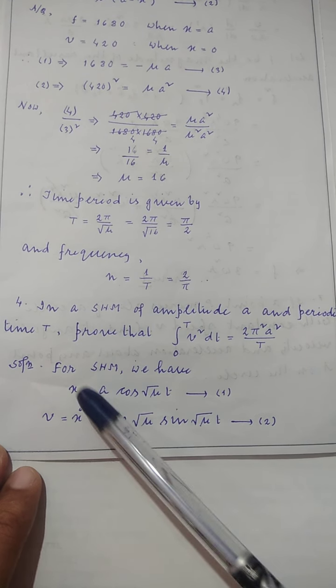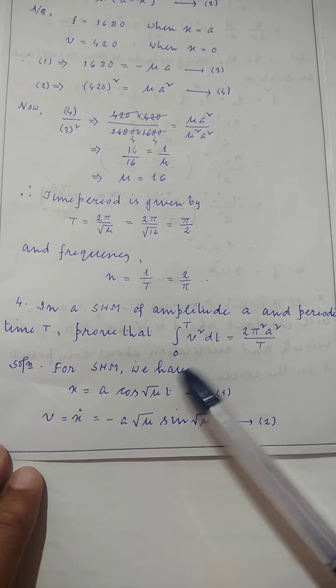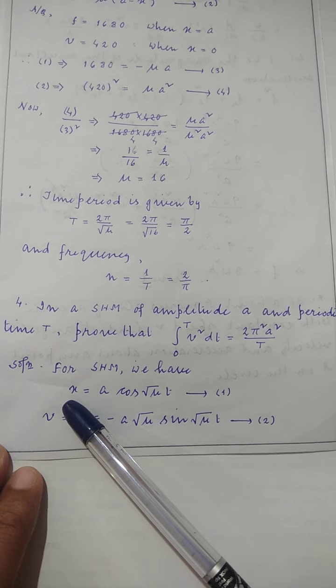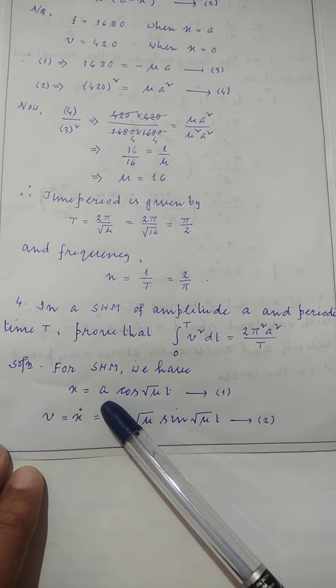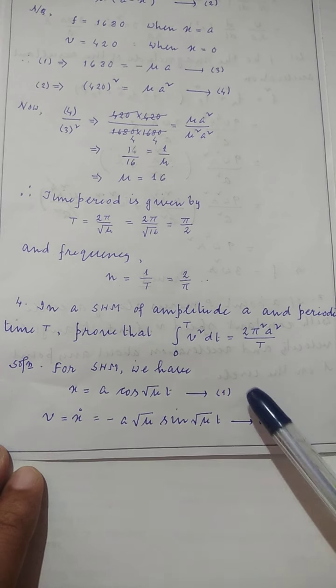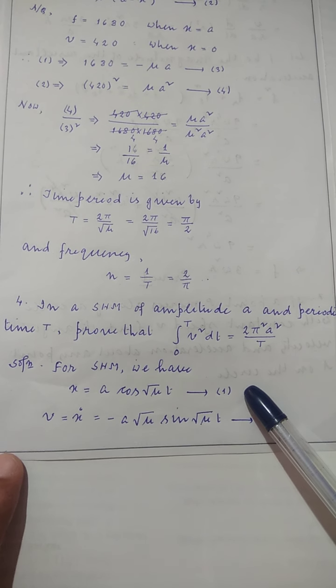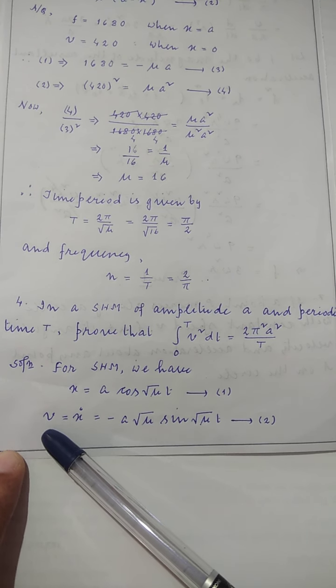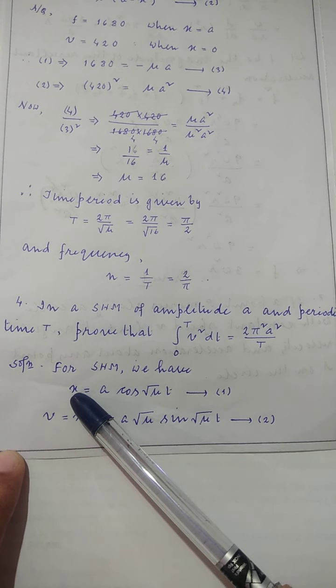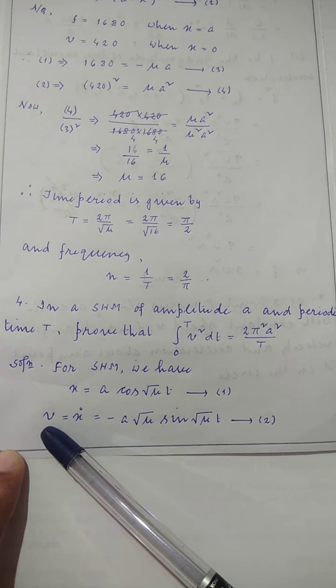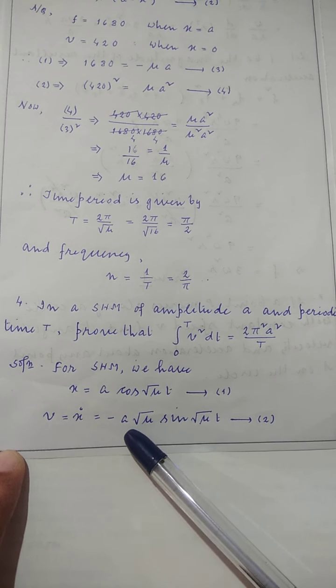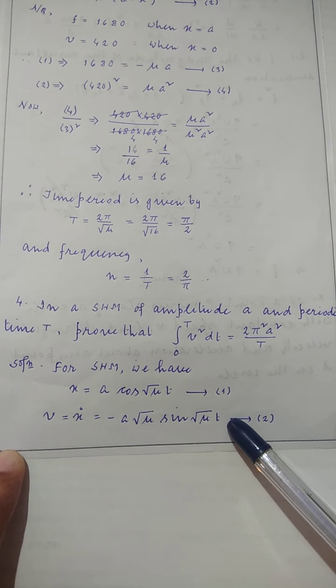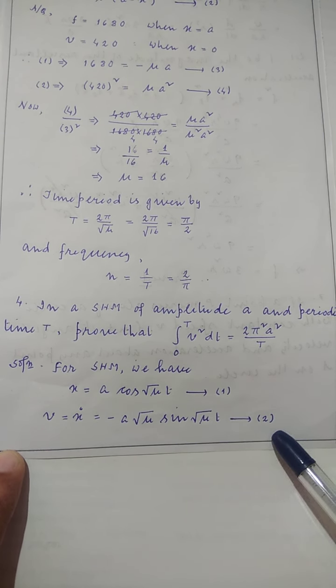So first you see, for a simple harmonic motion, what is the expression for x? You can say the displacement is a cos root over mu t. So this you write as equation 1. From this we can find out the expression for v. V is given by, if you differentiate x, you will get the velocity, the rate of change of displacement. It is given by minus a root over mu sine root over mu t. This you write as equation 2.